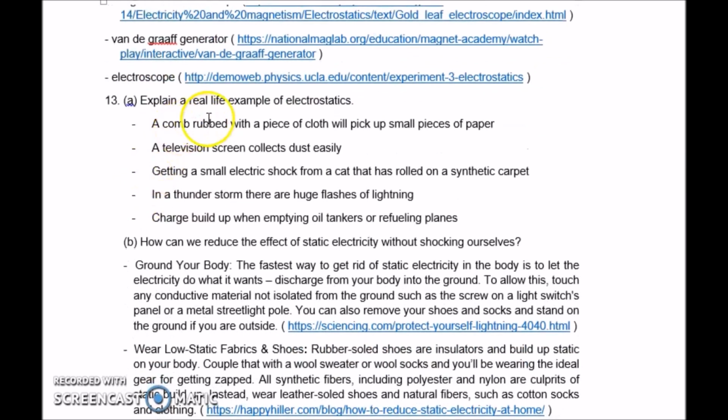Question 13, explain a real life example of electrostatic. So for this one you can put any examples that you know or maybe you found from the internet and list them out. Okay, kalau you nak explain much more details, yes, you can also explain what will happen to the charge, when does the charge transfer from an object to another, and then how does the charge make electrostatic occur.